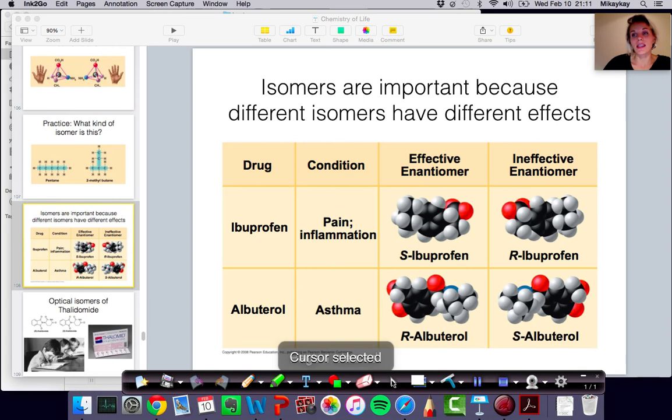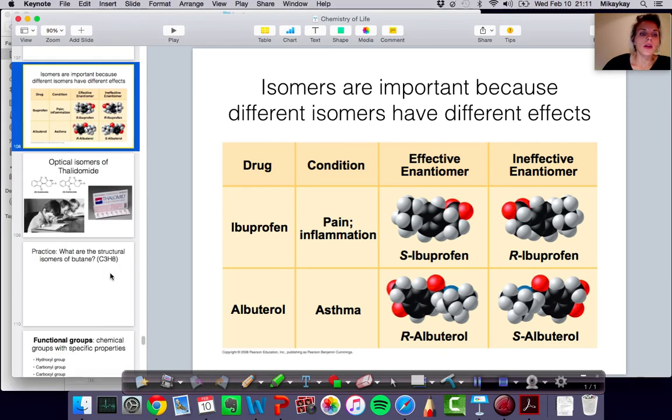Let's look at a case, and this is actually a really sad story of an optical isomer gone wrong.